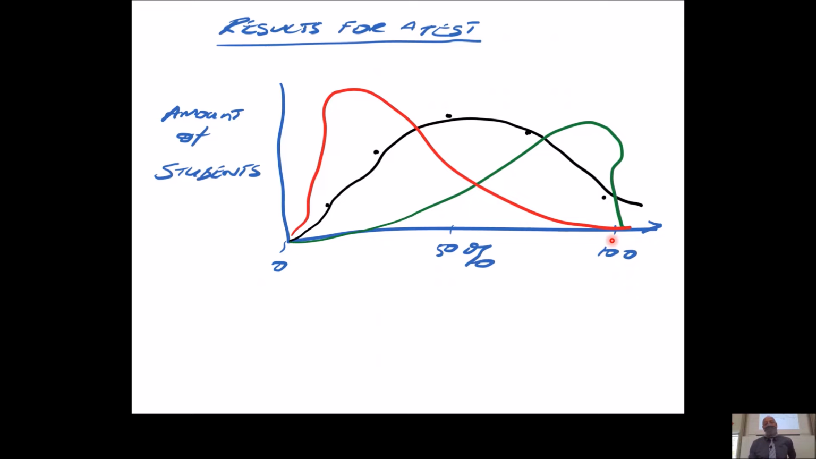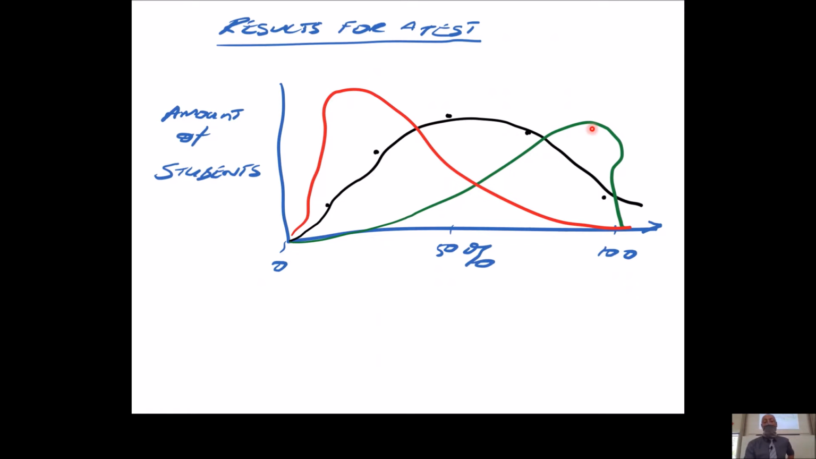So I've got three graphs there. A green one, a red one, and a black one. Now, what do you think about the red test and the green test? Which one was easy? The green one was easy. How do we know that? Well, most of the people got really good marks. The red test, obviously really hard. Most of the people did badly. And then you got the black one, which is kind of an average sort of a test where the majority of people did sort of okay-ish.